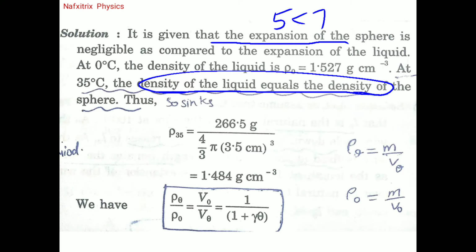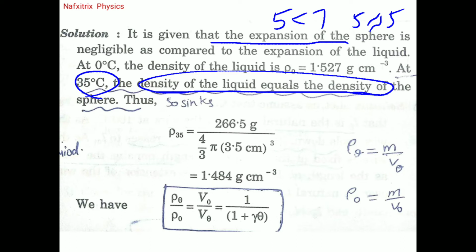So on heating, gradually the density of the liquid decreases, so finally it becomes nearly equal to the density of the sphere, and it decreases again, because of which the sphere tries to sink down. So the density of the liquid equals the density of the sphere. At this point, when the sphere is about to sink, the density of the sphere is equal to the density of the liquid.